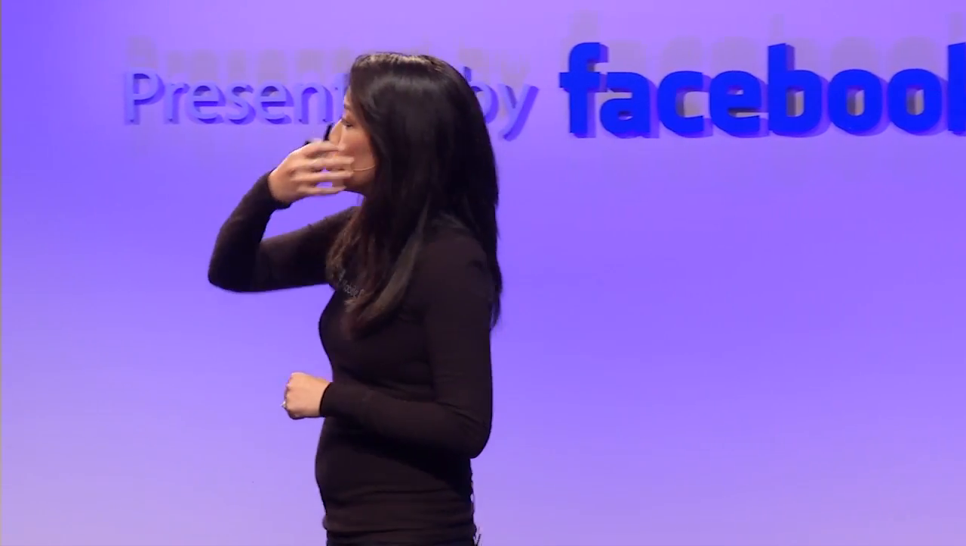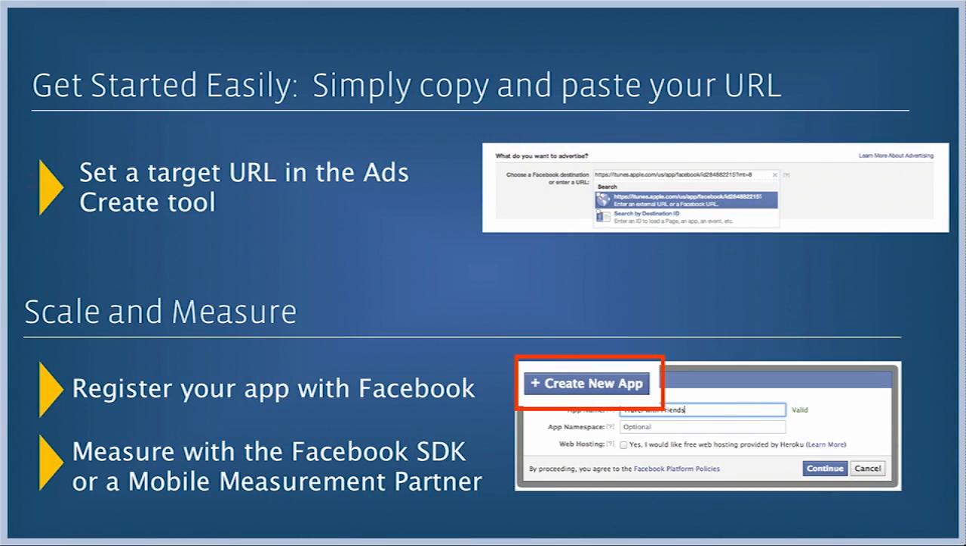Quickly, through the ads tool, you can, like I said, specify the app you want to advertise, register your app with Facebook, and then there's 2 ways to measure the success of your ad campaign. You can either integrate with our Facebook SDK, or you can work with a mobile measurement partner, which I'll talk about a little bit later.